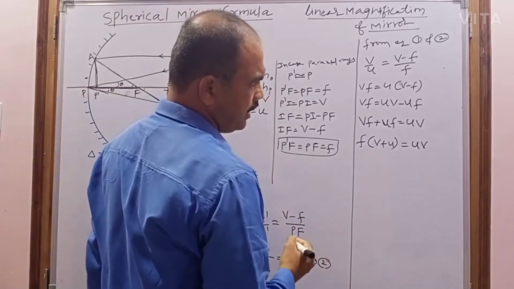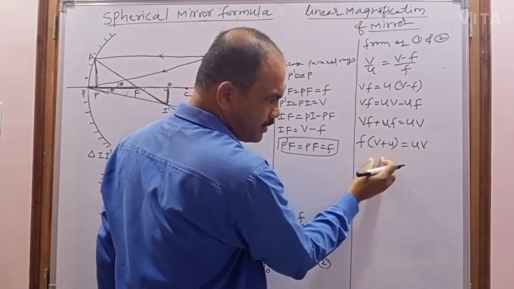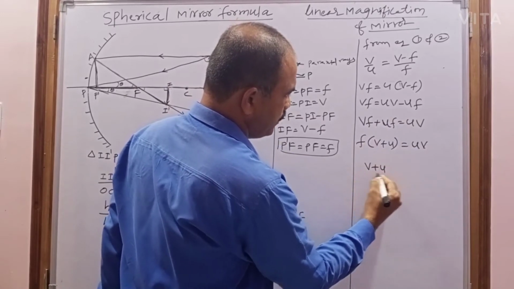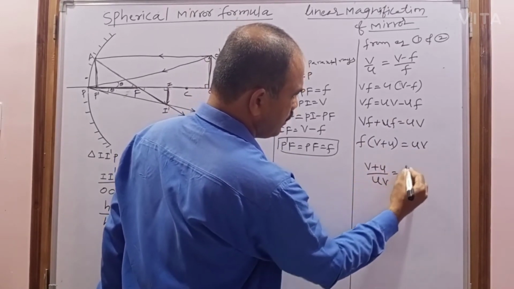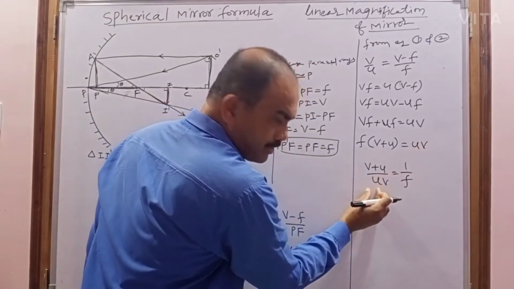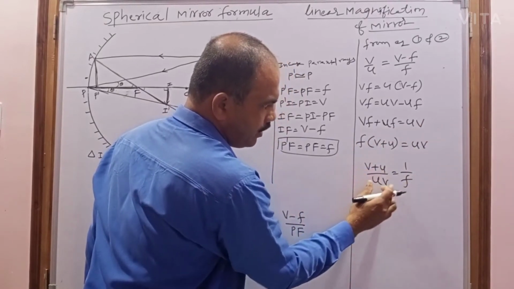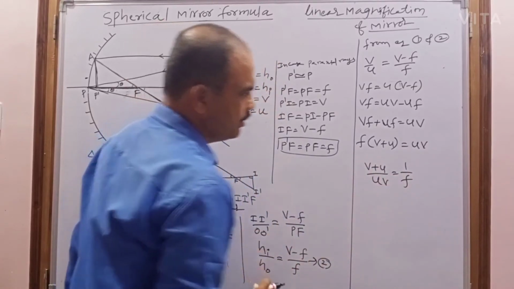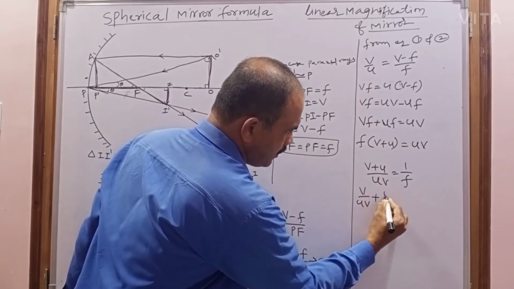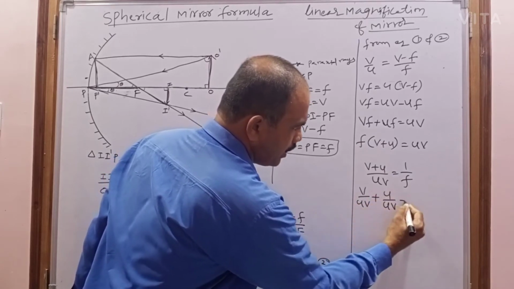Next, I am rearranging this equation. I am bringing the UV to the left side and F to the right side. So V plus U by UV equals 1 by F. What does it become? V plus U by UV equal to 1 by F. Now again divide individually: V by UV plus U by UV equals 1 by F.